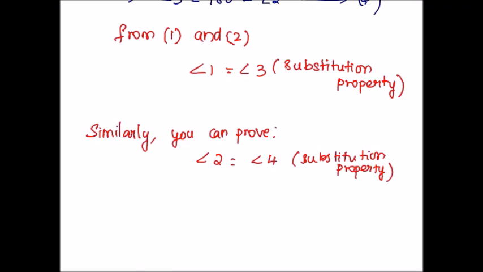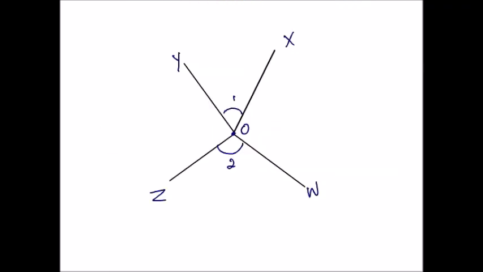Let me add one more piece of information. Please look at the figure on the board. Angle 1 and angle 2 are not vertically opposite angles because their arms do not form two pairs of opposite rays. Am I right? Hope you understand the difference between the previous figure and this one. So, vertically opposite angles should be formed by two pairs of opposite rays. Only then the angles will be equal.